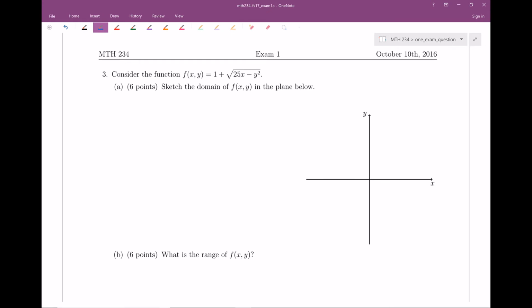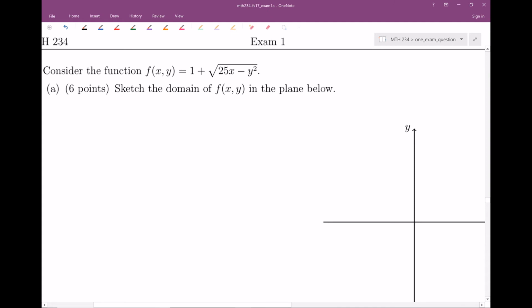Alright, so let's start off with the domain. Remember, this comes back from our good old algebra days. We don't like to divide by zero. Square roots shouldn't have any negatives inside of them. Natural logs don't like zero or negatives, right? So those are kind of the basic rules here.